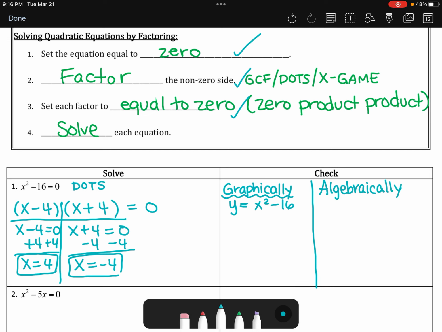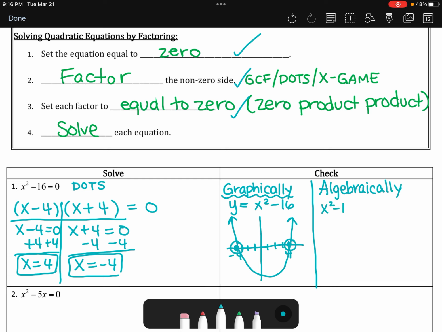Not the equal 0. We're going to put y in there. We're going to plug it into our calculator, and you should see x-intercepts at negative 4 and at positive 4. Your parabola is going to go something like this. All right, and that's how you check. You're looking for those zeros.